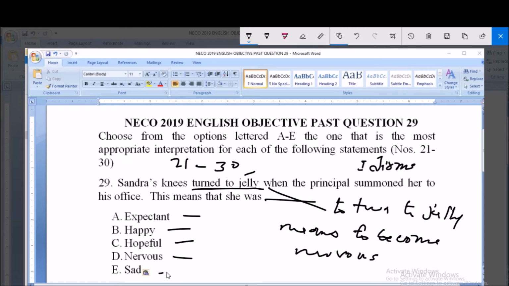So from this explanation we find out that D is what relates to the explanation of turn to jelly. So option D is correct.